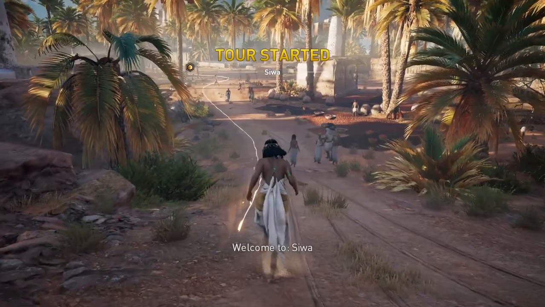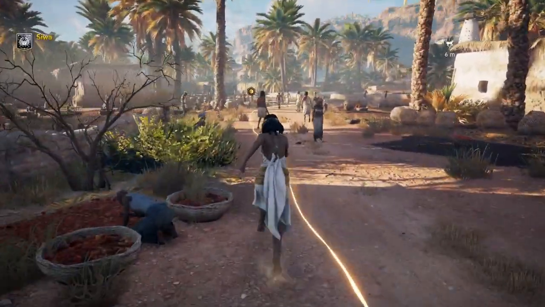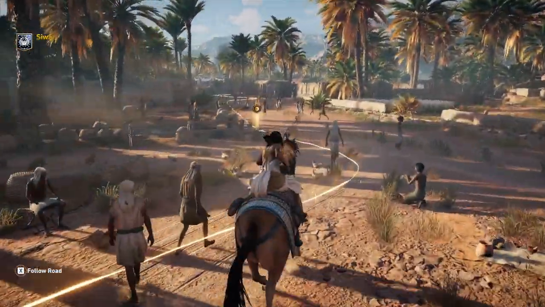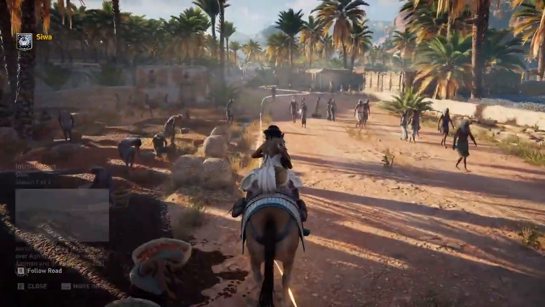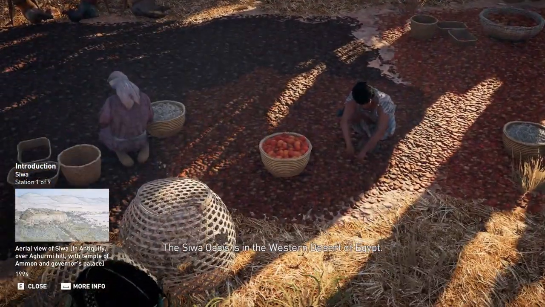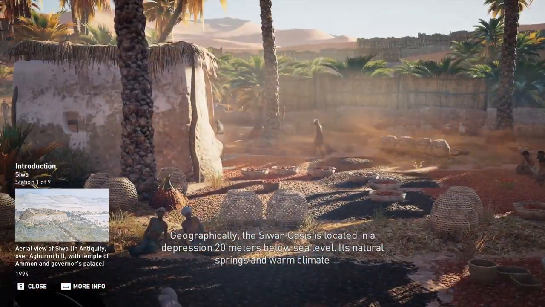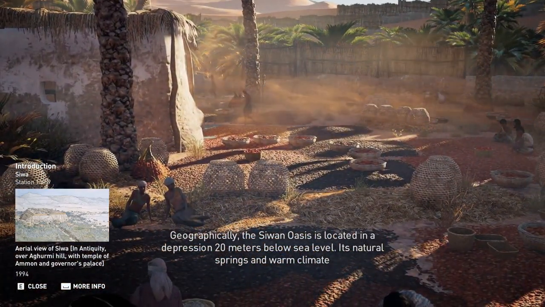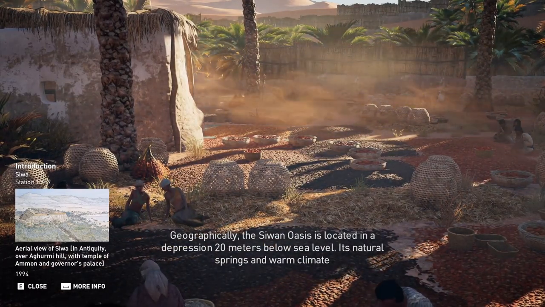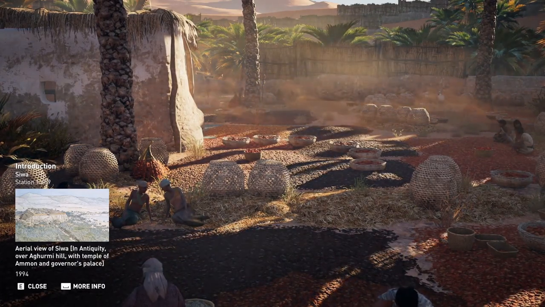Welcome to Siwa. The Siwa Oasis is in the western desert of Egypt. Geographically, the Siwa Oasis is located in a depression 20 meters below sea level. Its natural springs and warm climate aided in the bountiful production of date trees.